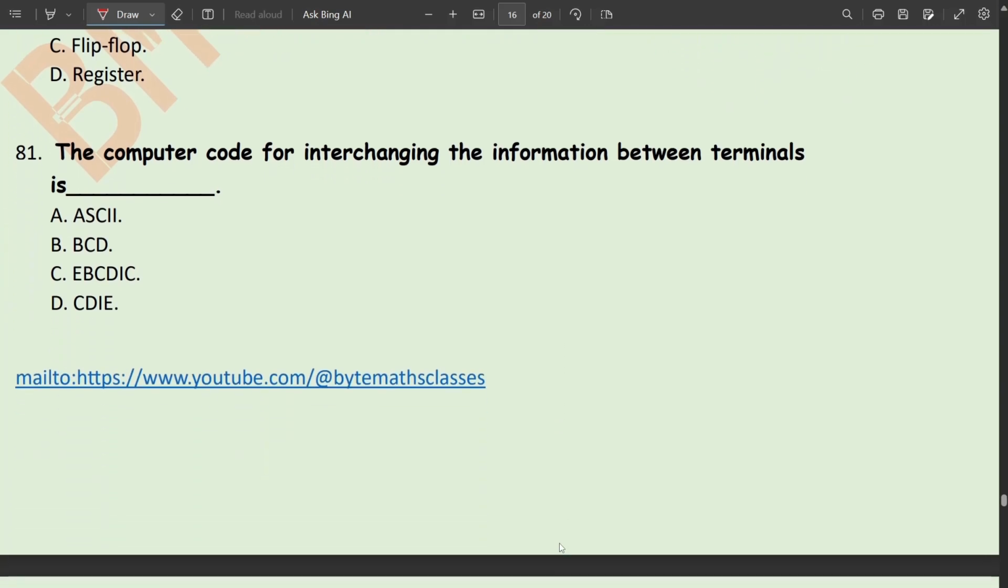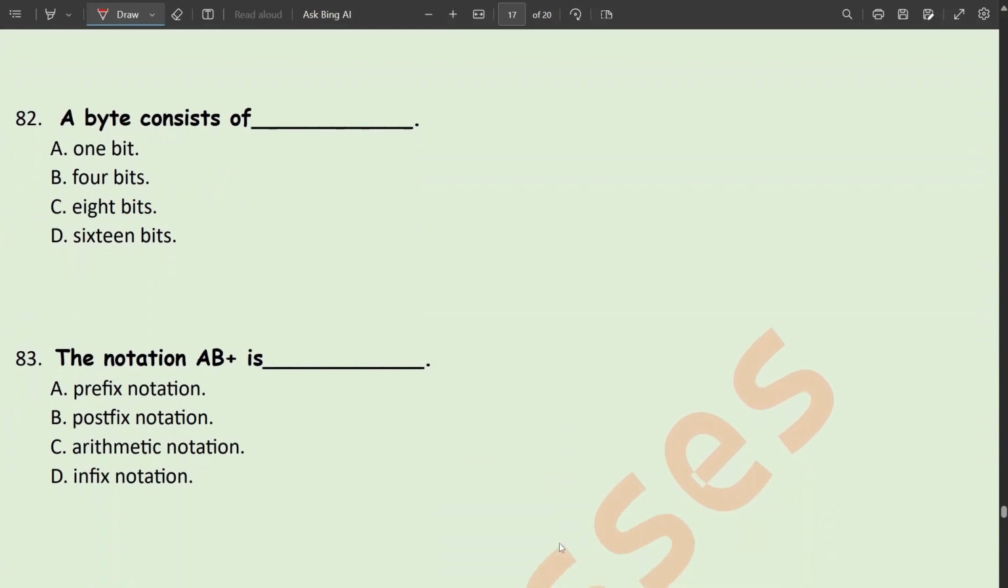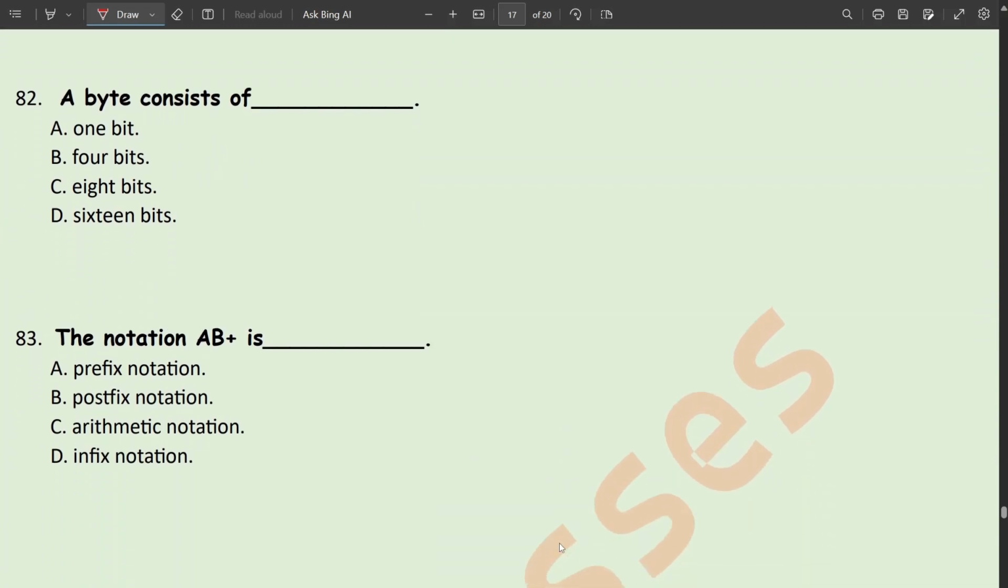Question number 81. The computer code for interchanging the information between terminals is what? Interchanging the information between terminals. So this is American Standard Code for Information Interchange. Option number A is correct, ASCII. Next, a byte consists of how many bits? In a byte, there are 8 bits. So your answer will be 8 bit. Option number C is correct.